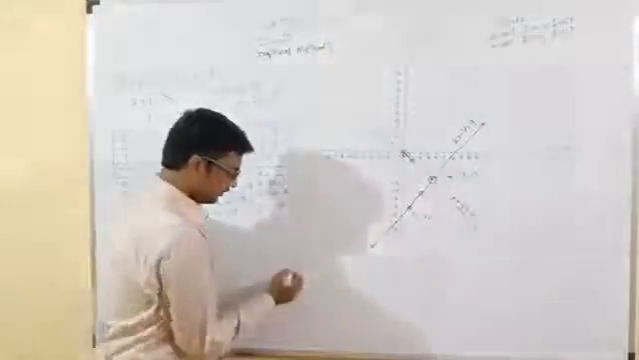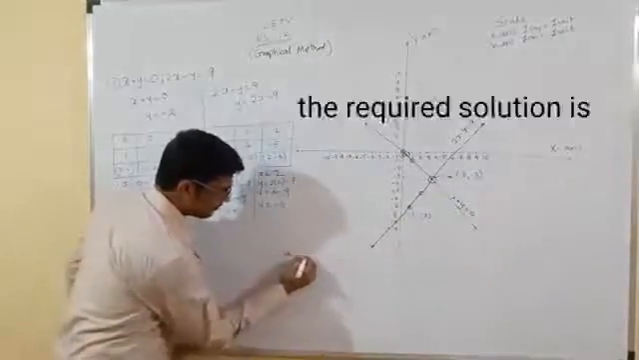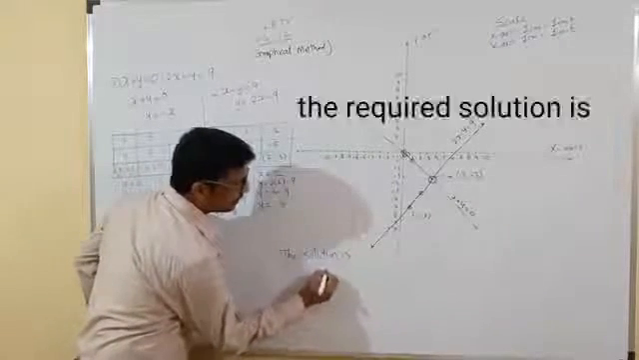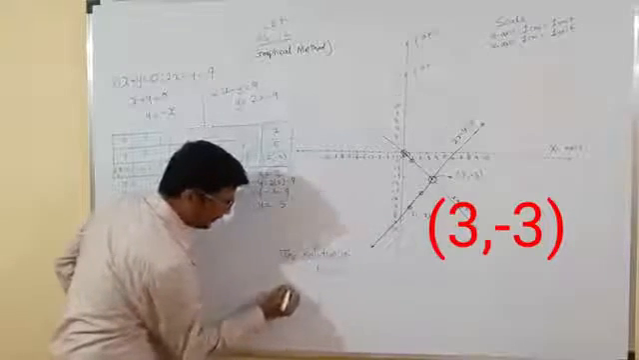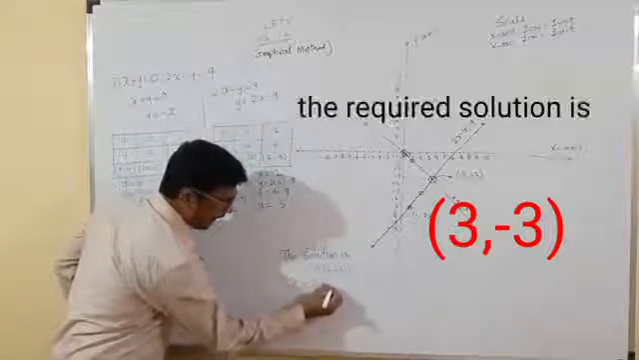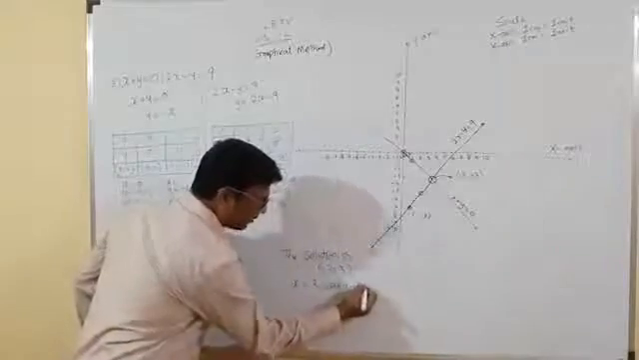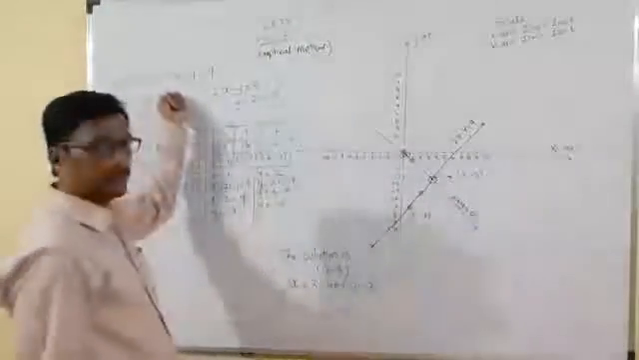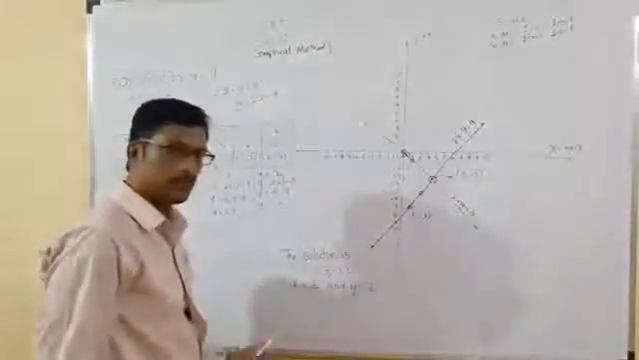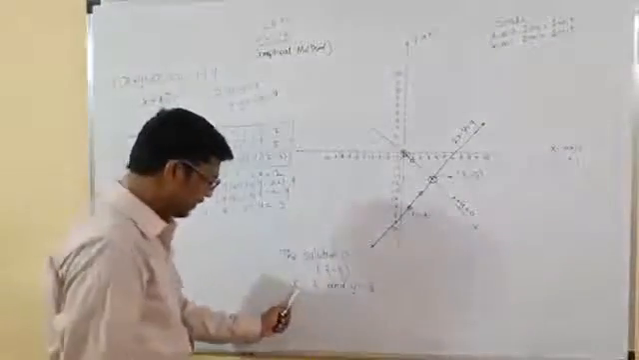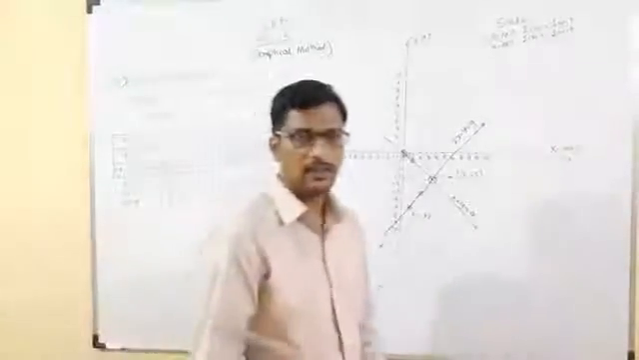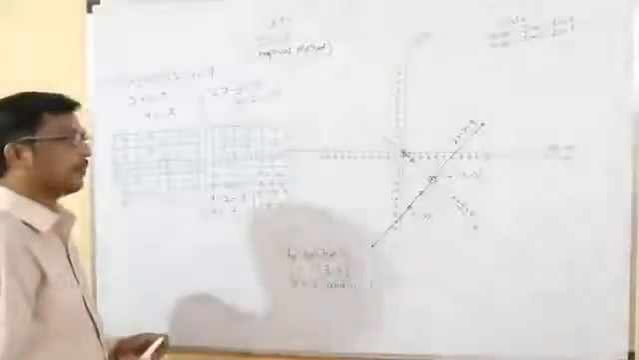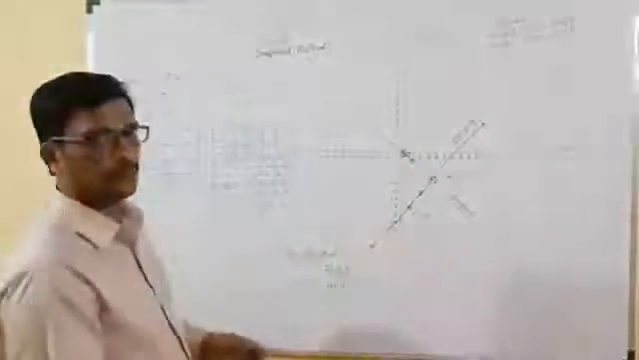So, the solution is 3, -3. That is x is equal to 3 and y is equal to -3. So if I solve these equations simultaneously, I will get the same answer where the value of x will be 3 and value of y will be -3. Fine. Now if you want, you can just pause the video and copy it down, isn't it?